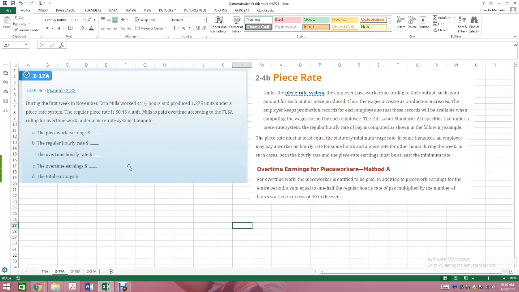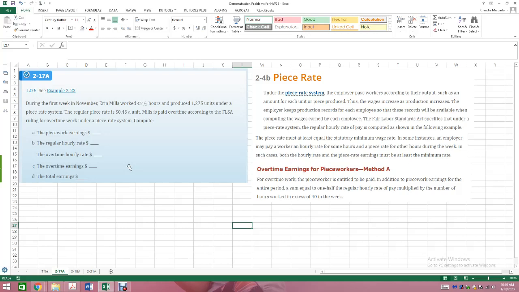This particular problem deals with piece rate. It says during the first week of November, Aaron Mills worked 45.5 hours and produced 1,275 units under a piece rate system. The regular piece rate is 45 cents a unit. Mills is paid overtime according to the FLSA ruling for overtime work under a piece rate system. Compute the piece work earnings, the regular hourly rate, the overtime hourly rate, the overtime earnings, and the total earnings.